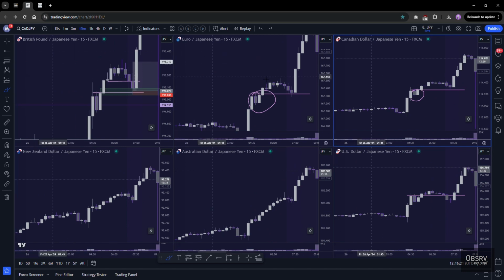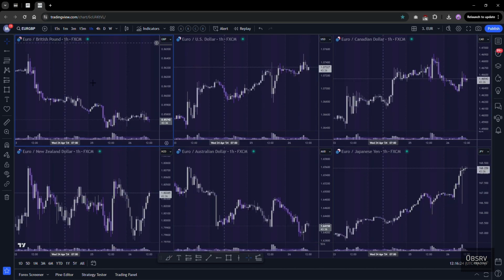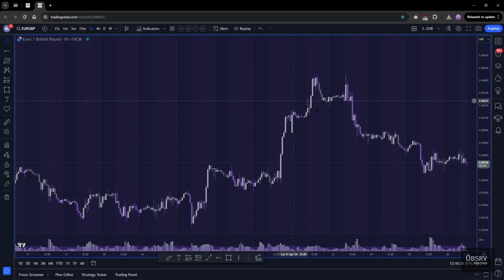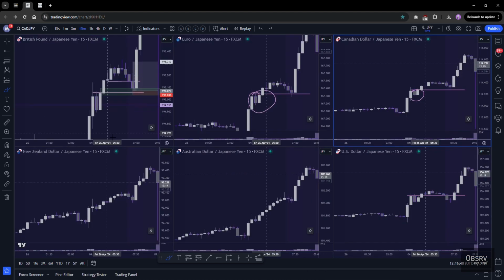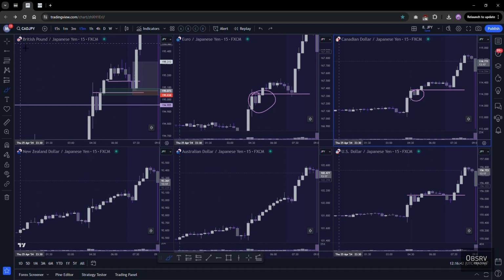And then to determine which one was stronger, I went to the Euro Pound chart, and since pound is on the right and price was coming down, it was selling, so clearly pound was a little bit stronger than euro, so that's what I was going with, which was why I focused on pound yen, because pound yen was stronger and yen is weak.